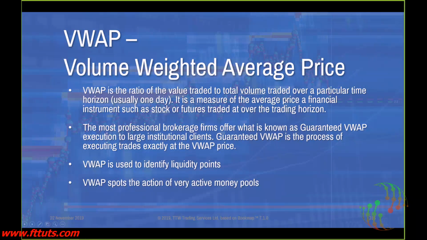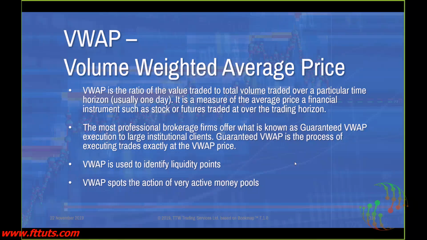An indicator I personally obey really every day is the VWAP. VWAP is the ratio of the value traded to total volume traded over a particular time horizon. It is a measure of the average price of a financial instrument such as a stock or future traded at over the trading horizon. Most professional brokerage firms offer what is known as guaranteed VWAP execution to large institutional clients. Guaranteed VWAP is the process of executing trades exactly at the VWAP price.